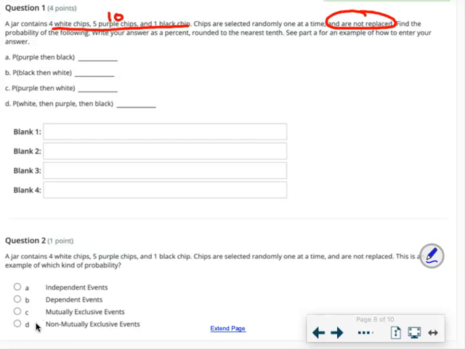Let's get this going. The probability of purple and then black, that's the probability of purple first and black second. So out of 10 chips, we want the probability that we pull a purple chip. That would be 5 out of 10. Next, times, there's only going to be 9 chips for this second pull. And the reason is right up here. Our chips are not being replaced. That makes this a dependent probability problem. So there's only 9 left, and only one of them is black.